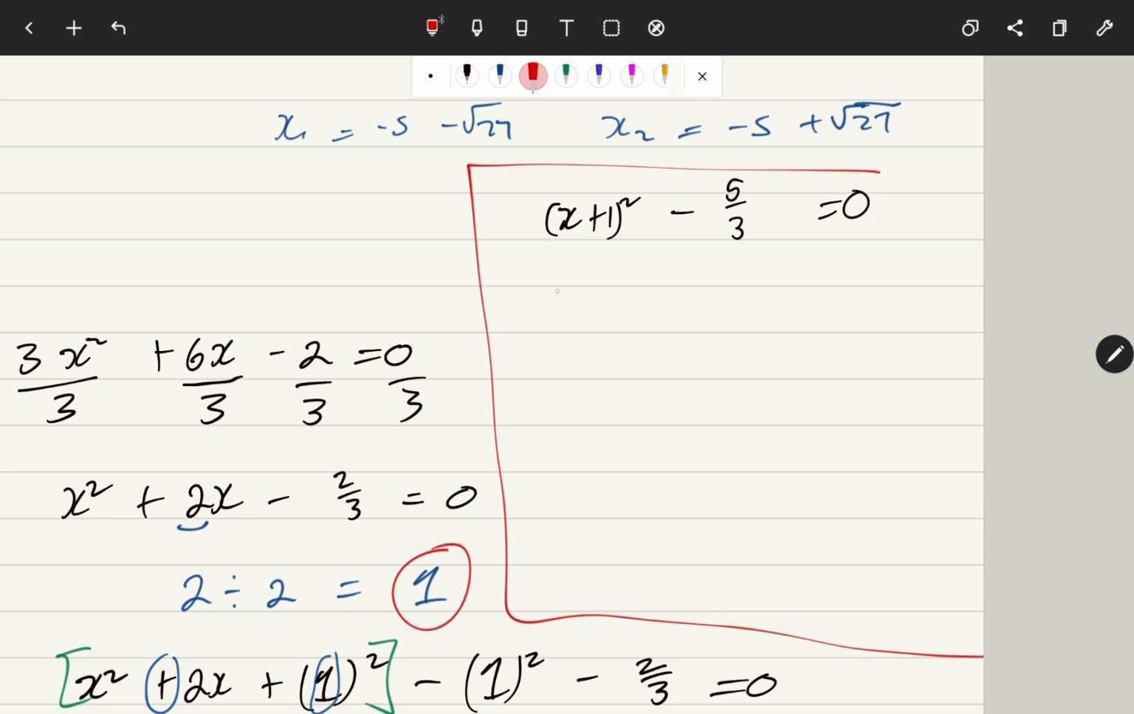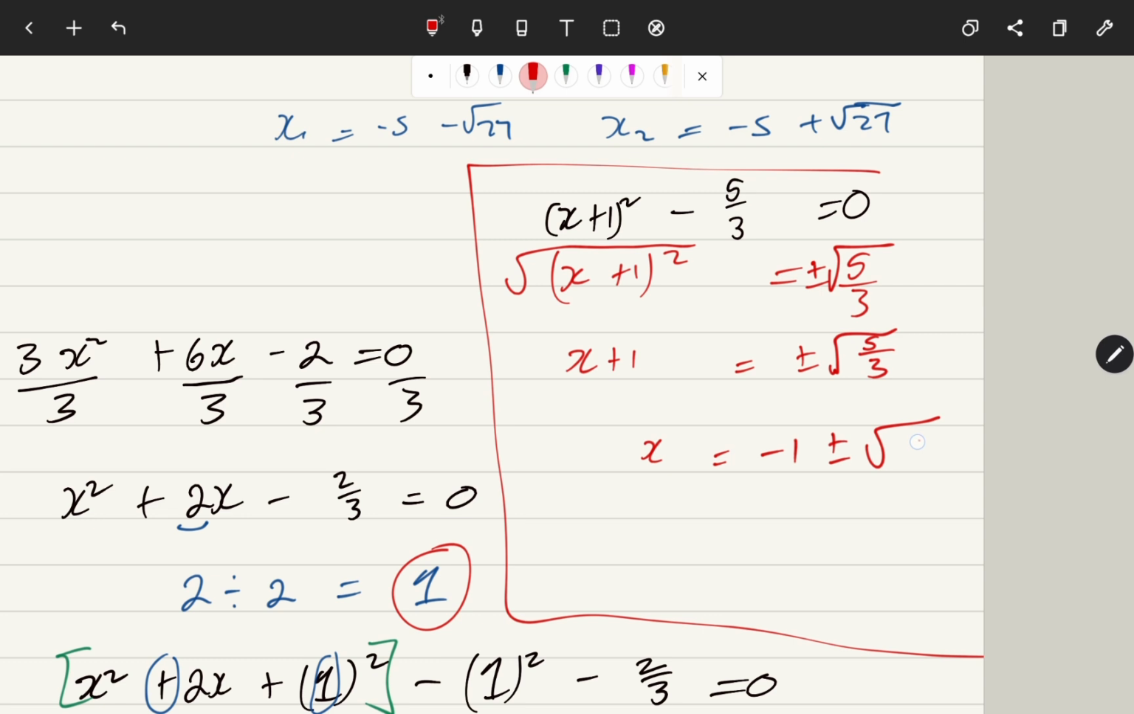Now let's go. We transpose 5 over 3, so you have x plus 1 squared equals 5 over 3. Do the square root, plus or minus square root. No, this was wrong, it's in the bracket, it's x plus 1, not x squared plus 1. So you have x plus 1 equals plus or minus square root of 5 over 3. x equals negative 1 plus or minus square root of 5 over 3. Really interesting example, this one.